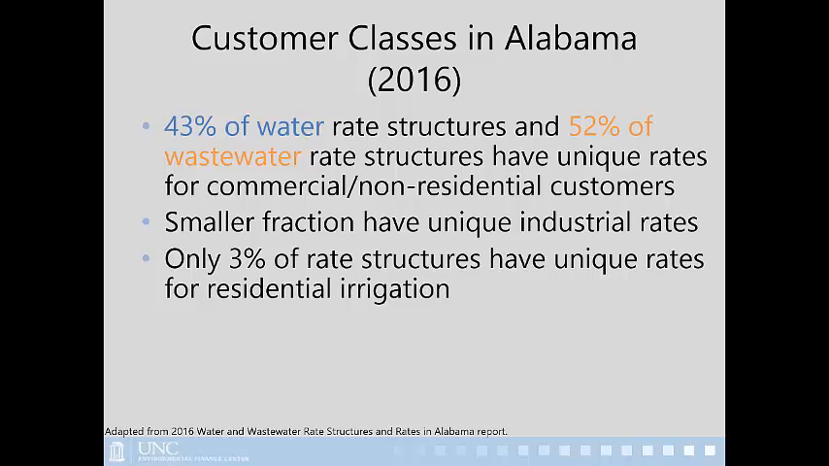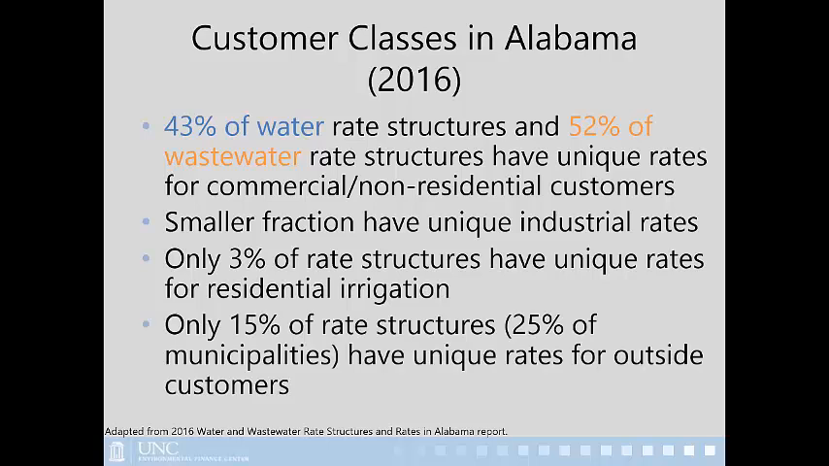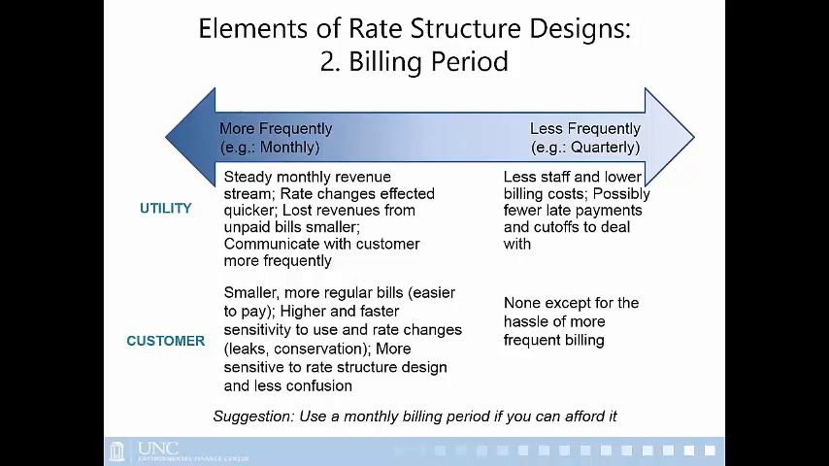And only about 3% of the rate structures have unique rates for residential irrigation. In other states, we see that number to be a little bit higher. And I mentioned only 15% have unique rates for outside customers.